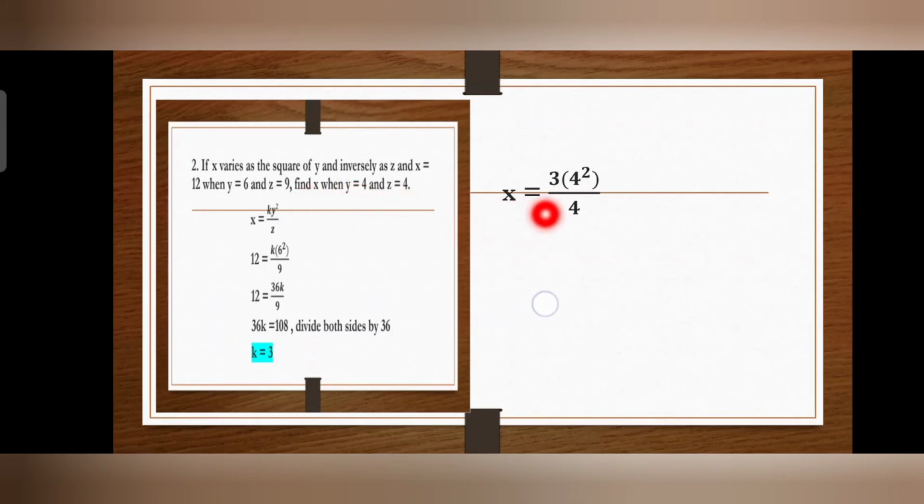So, x is equal to, ang k natin is 3. So, 3 times, y natin is 4, y is equal to 4. So, 4 squared divided by z natin is 4. 4 squared is 4 times 4 is 16. Then, over 4. Then, 3 times 16 is 48 divided by 4. Therefore, the value of x is 12. So, ang value ng x is 12.